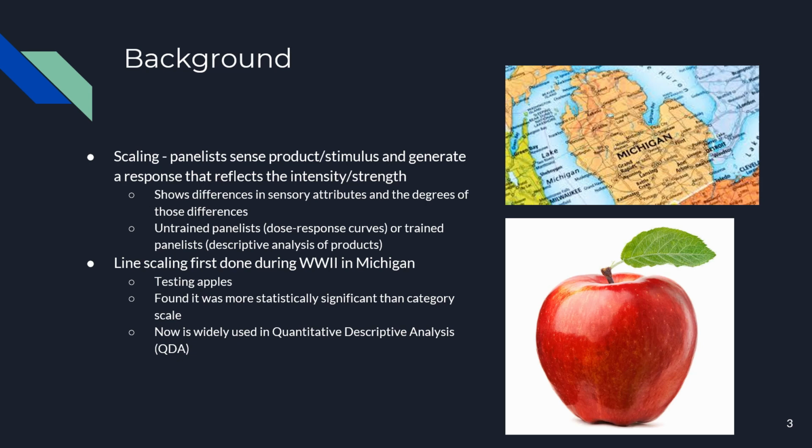Line scaling is a type of scaling that was first done at the Michigan State Agricultural Experimental Station during World War II when they were testing the effect of storage temperature on the desirability of apples. The researchers discovered that the t-values were twice as large as they were when using the category scale, implying that the line scale is better at statistically differentiating products. The line scale is now widely used for quantitative descriptive analysis.